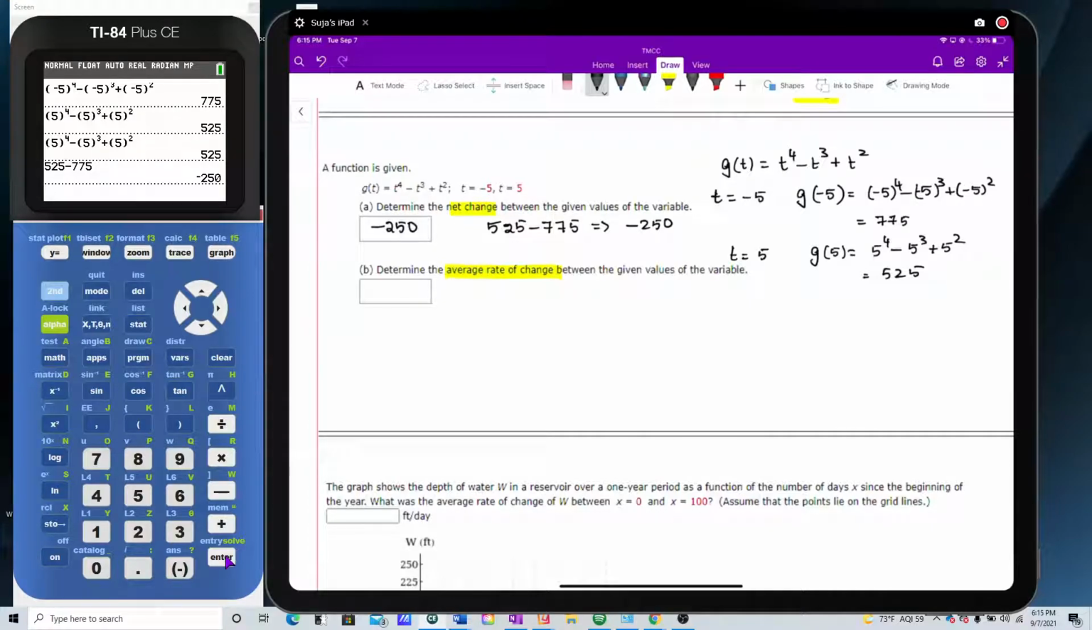Okay, now to find the average rate of change, I need the change in y over change in x. Change in y, I have -250. Change in x is going to be 5 minus -5. So this would be -250 divided by 10. So this is -25. This should be the answer to this problem.